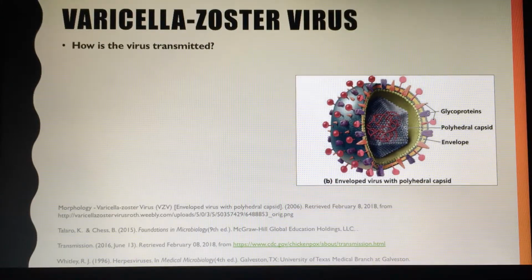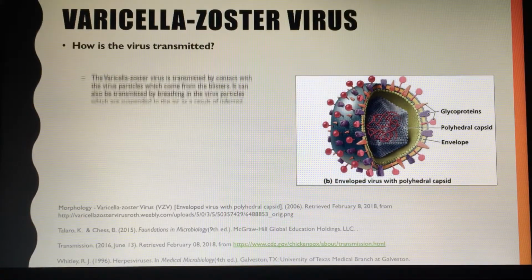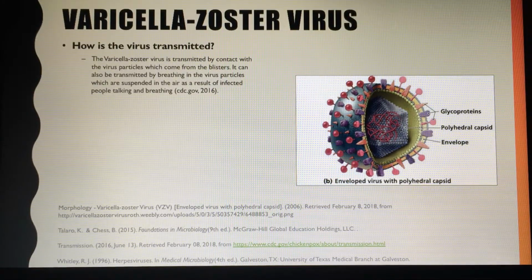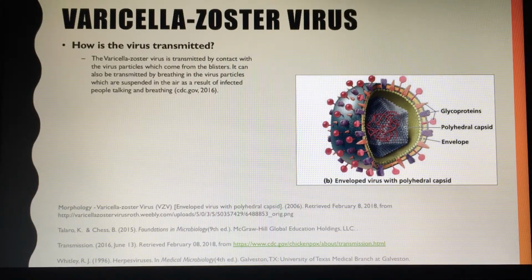So how is this virus transmitted? The Varicella-Zoster virus is transmitted by contact with the virus particles which come from the blisters. It can also be transmitted by breathing in the virus particles which are suspended in the air as a result of the infected person talking or breathing. So the two different ways it can be transmitted is 1, through contact, and 2, airborne.